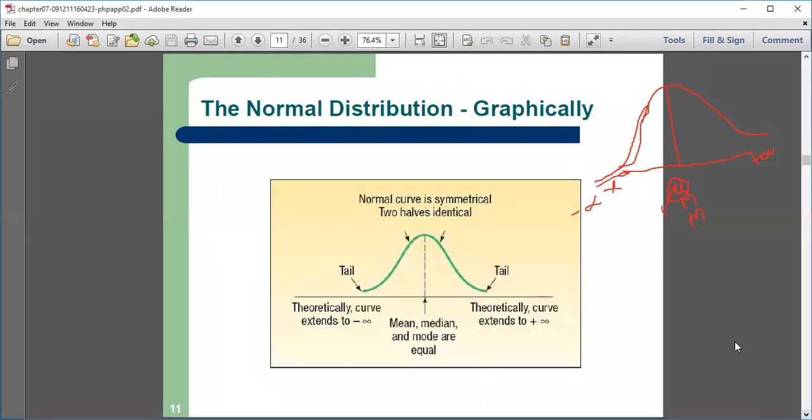So moving further, here is a normal distribution curve. So it's all relevant to what I have described before. The normal curve has two symmetrical, identical halves. It means that it is equal on both sides. And when both tails are equal, it means that the curve is symmetrical and identical. Theoretically, the curve extends to negative infinity, and theoretically the curve extends to positive infinity, and at the middle point mean, median, mode are equal.